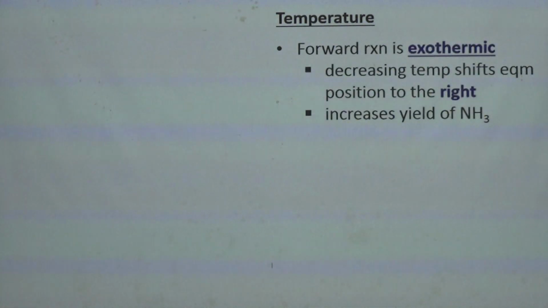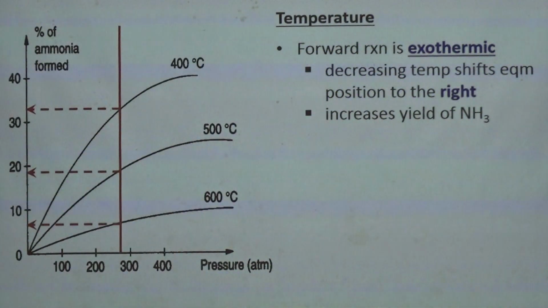Now, very quickly, if you want to increase the yield of ammonia, should the temperature be high or low? If you look at it in terms of equilibrium, because the forward reaction is exothermic, decreasing temperature will shift equilibrium position to the right. So this should increase the yield of ammonia. But 450 degrees Celsius is not a low temperature. Why did we choose such a temperature in the first case?